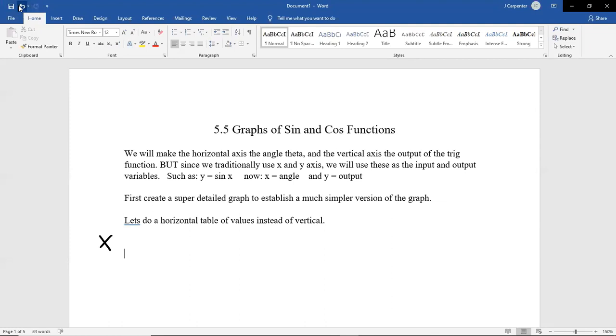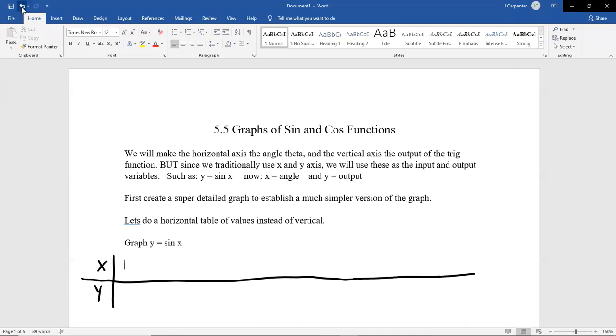First, before I even write that, graph Y equals sine of X. So we're having X and Y. Again, X is the angle, Y is the output of the trig function. I will do this in degrees. You could do it in radians as well. And we're going to start at 0 degrees.